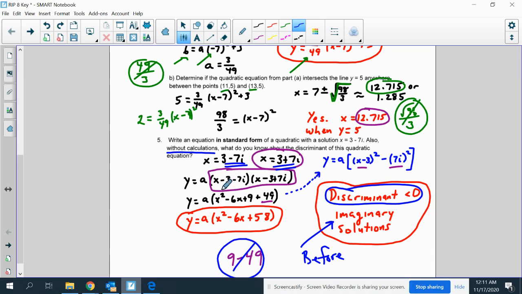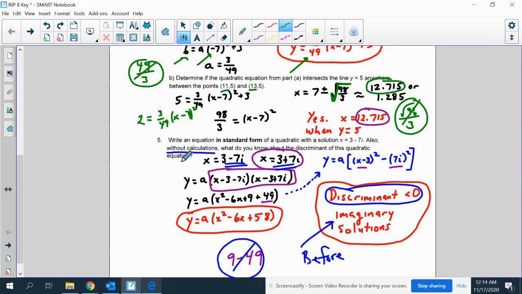And then the other thing that you may want to be aware of when you're doing a problem like this is that your answer in standard form should have y equals stuff. A lot of people were writing their answer as negative 58 equals x squared minus 6x plus y, or minus y, or something like that. And that's not standard form.